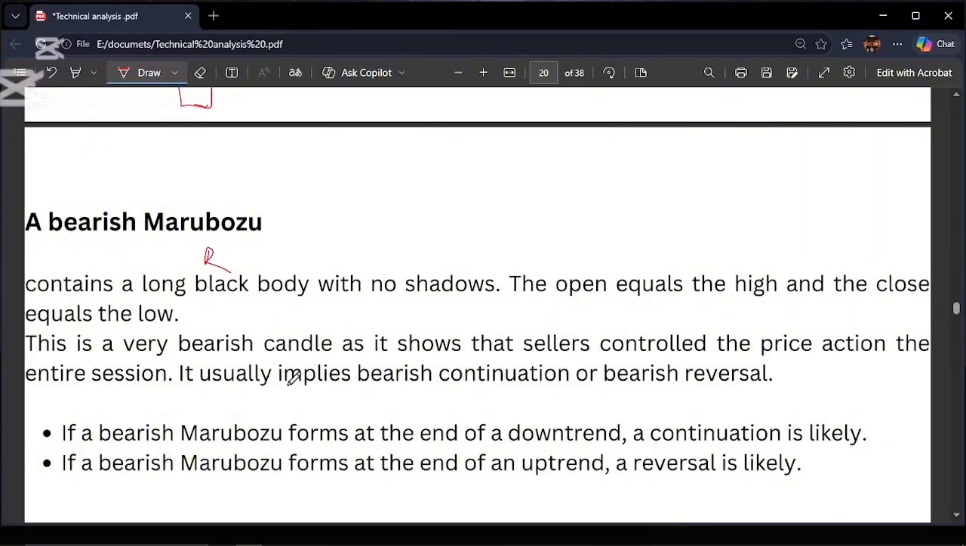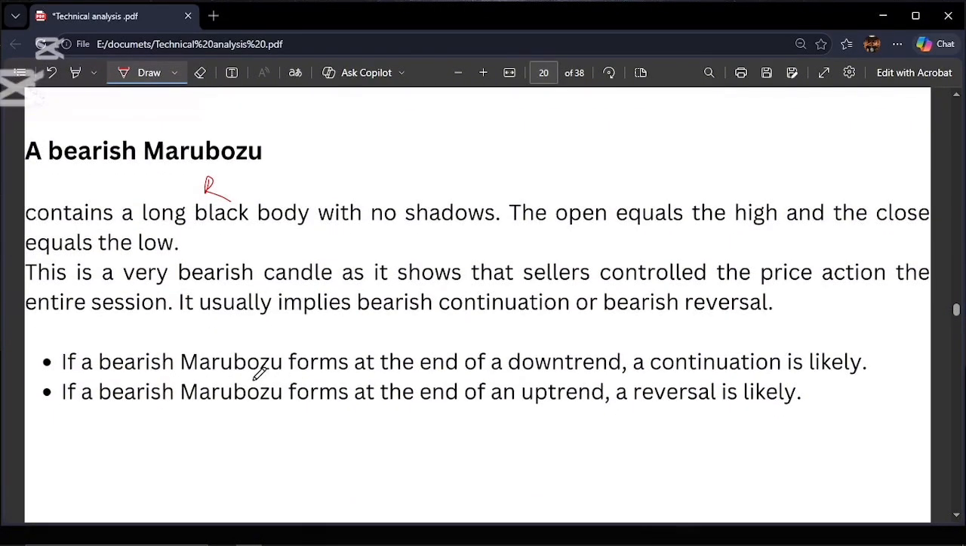So if a bearish marubozu forms at the end of a downtrend, a continuation is likely to occur. And if it forms at the end of an uptrend, a reversal is likely to occur. So when you see such candlesticks in the market, you already know what the market is communicating to you.